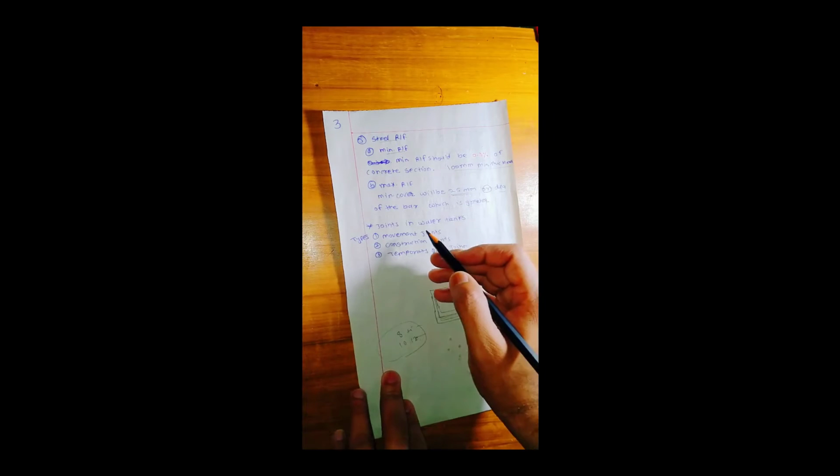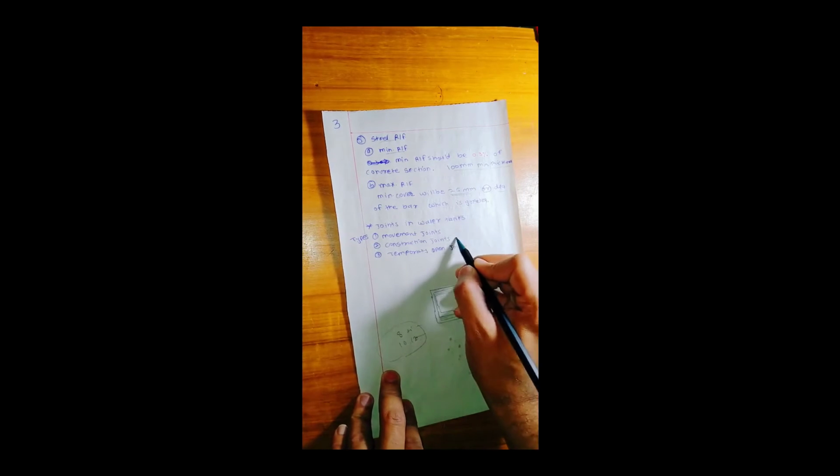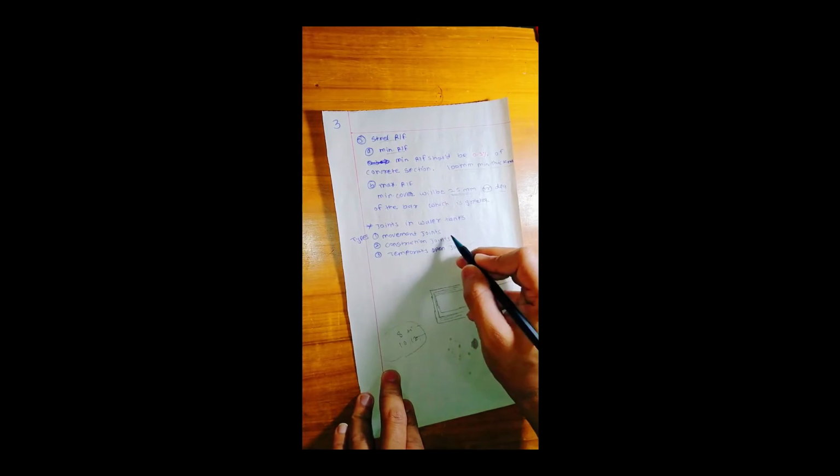Joints of water tanks: the movement joints, construction joints and temporary open joint. These joints will be seen briefly in the next video.